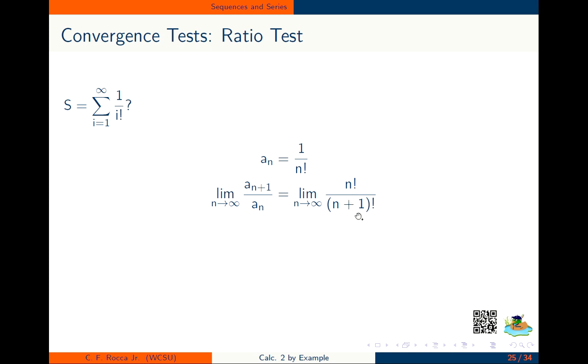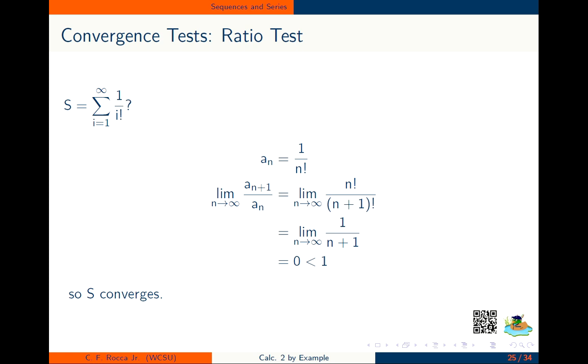But with factorials, we get a lot of nice cancellation, and so that will be equal to the limit as n goes to infinity of 1 over n plus 1. And that equals 0, which is less than 1, and the ratio test tells us that as long as the limit of a sub n plus 1 over a sub n is less than 1, then the series converges. So this series converges by the ratio test.